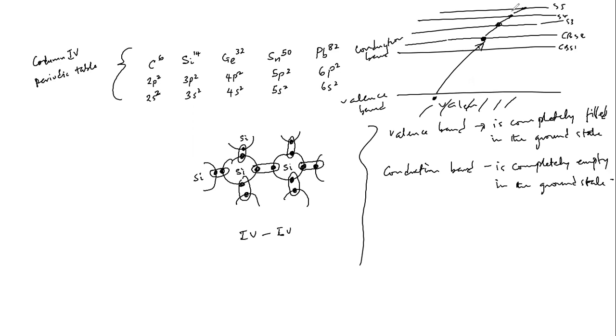So when the gap between the valence band and the conduction band, that is this band gap, is much greater than the thermal energy of the electron, then there are few electrons in the conduction band. And such a solid is called an insulator.